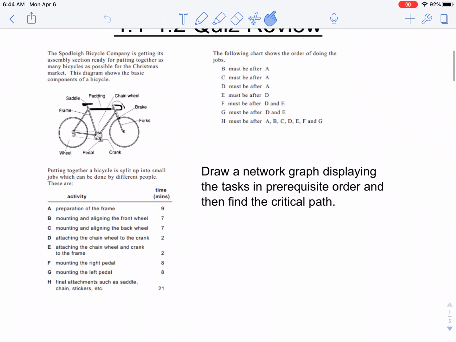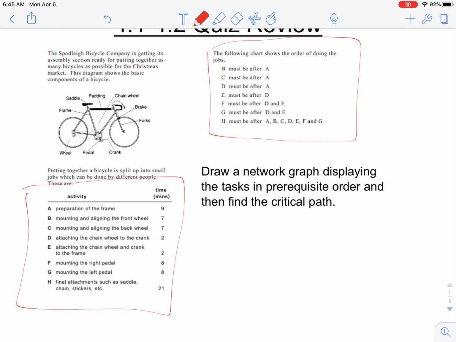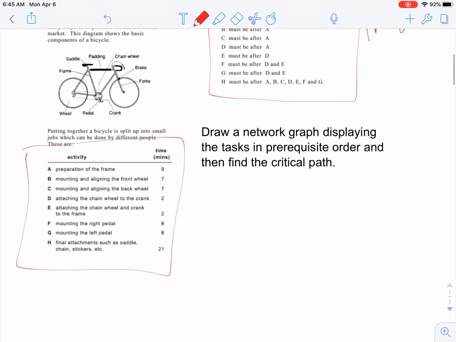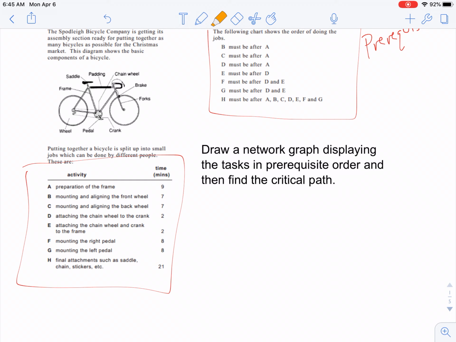So you're building a bicycle. Here are all the tasks. And actually, they split it up. These are all the prerequisites over here. Usually they're all combined into one table, the tasks, names, and the prerequisites, but here they just split it up into two separate mini little tables. So we have tasks A through H, and here are the times, okay? And here are the prerequisites up here.